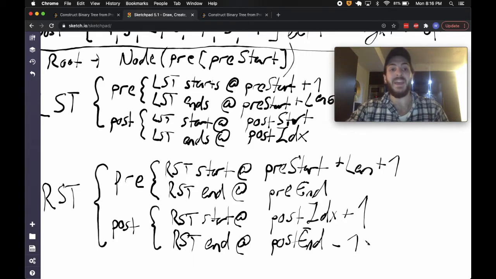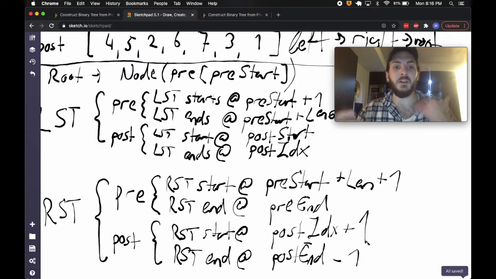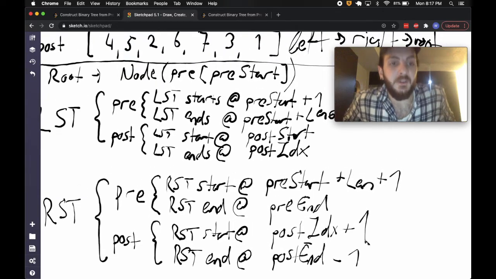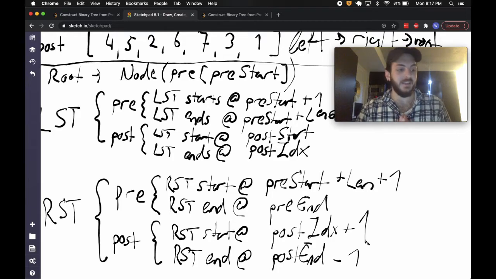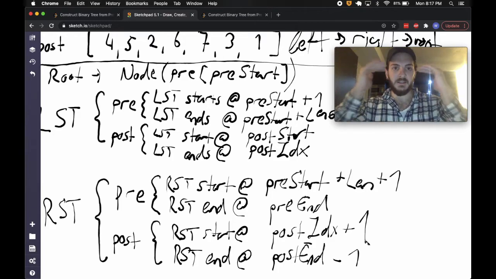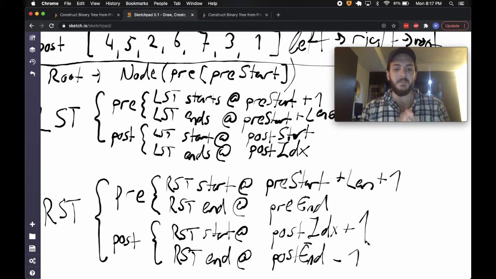minus 1. And this right over here, I know this is a lot of writing, and I don't usually like to make my videos like this with a lot of text, but I couldn't really come up with a better way to describe and really drill down systematically how it is that we understand where this binary tree is split within the traversal itself.